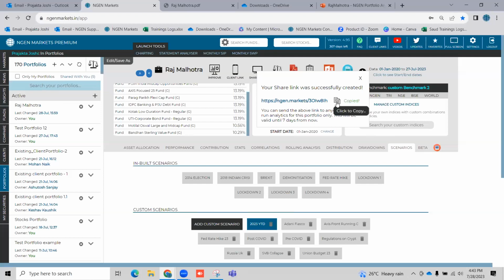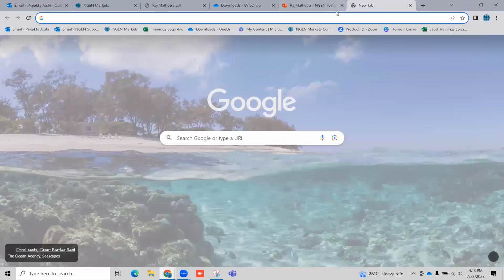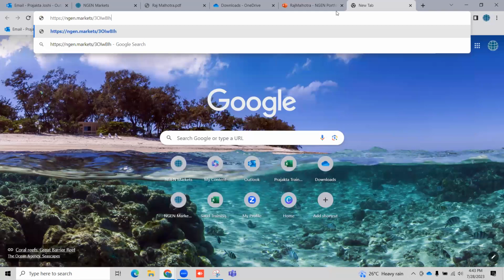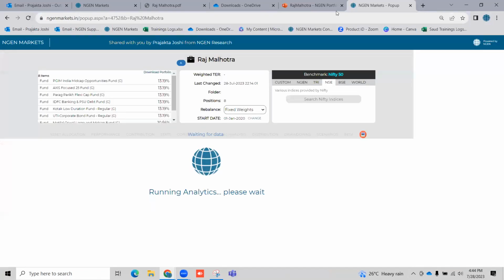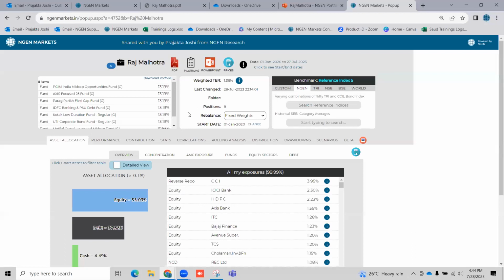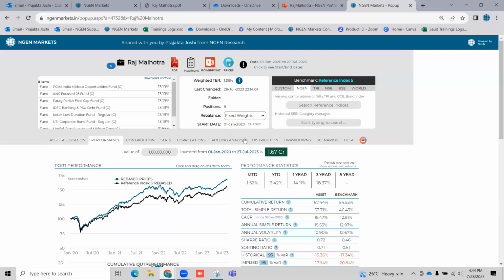Just click on copy, and this entire detailed analytics will get copied as a link. All you need to do is share this with the client on maybe an email or a WhatsApp, and this is how it will look when he clicks on that particular link. Okay, this is a dynamic link. When the client changes the start date and checks the performance, he can definitely check that.